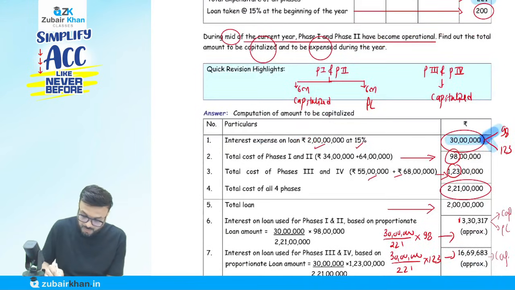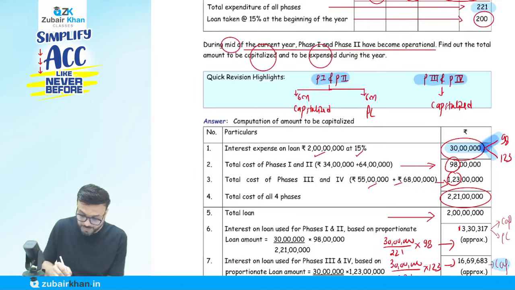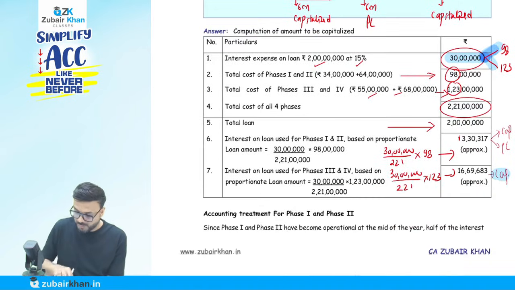Now we are finding the amount, how much will be for phase 1 and 2 and phase 3 and 4. For phase 3 and 4, I am not worried. Obviously, it will be completely capitalized because it is still under construction. But phase 1 and 2 were completed in the middle of the year. So mid means 6 months.